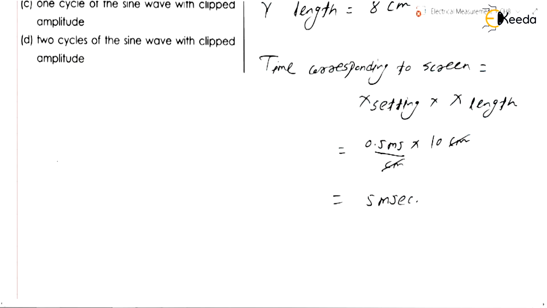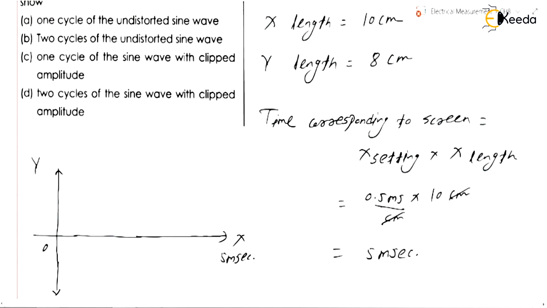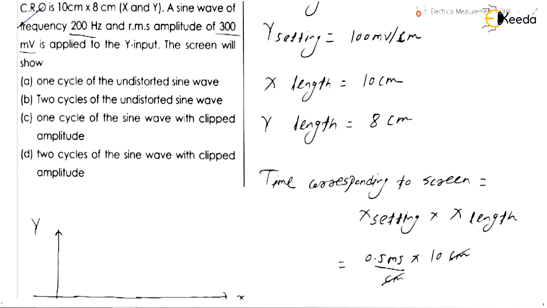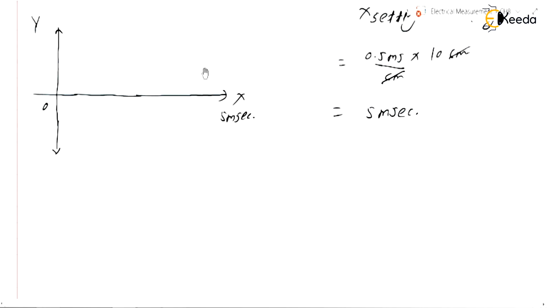Means if this is the screen, then on X the maximum time is 5 millisecond. This is the X and here it is the Y. Similarly we can find the maximum voltage, or amplitude, corresponding to screen.